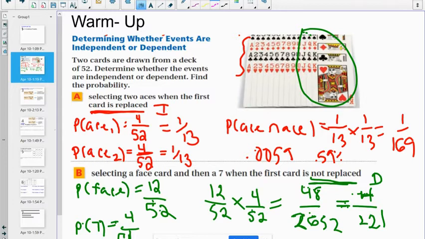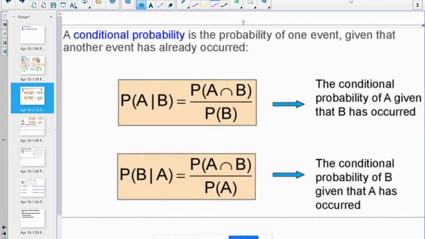Now we're going to move on to today's lesson. With conditional probability, it's the probability of one event given that another event has already occurred. You're going to be seeing these different types of notations below here, and I'll try to help with memorizing or understanding it, I mean.